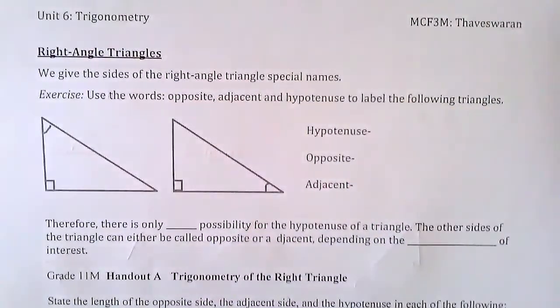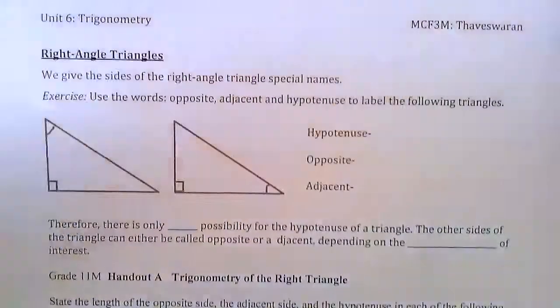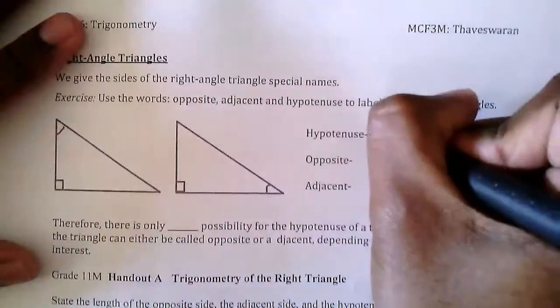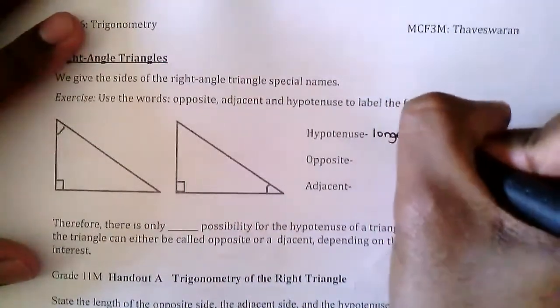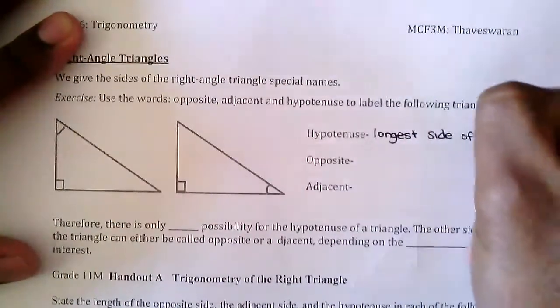Well, before we can do that, we need to know what each of these words mean. So the hypotenuse is always the longest side of the triangle.